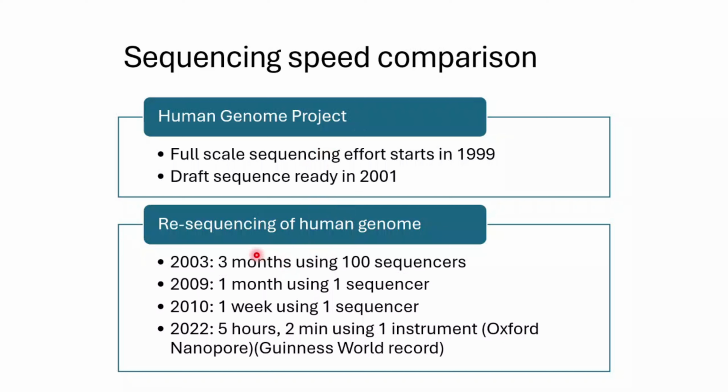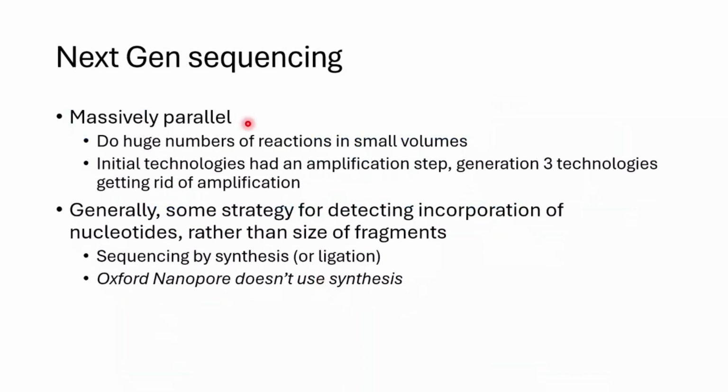And you can make primers at different places and then try to map that based on those primers. So in 2003, it took 3 months using 100 sequencers. Now it takes about 5 hours to do the whole human genome using the Oxford Nanopore technology. And this is actually in the Guinness World Record book. I don't know where they're doing this, but scientists got bored or something. If you can do it faster, maybe you can win something.